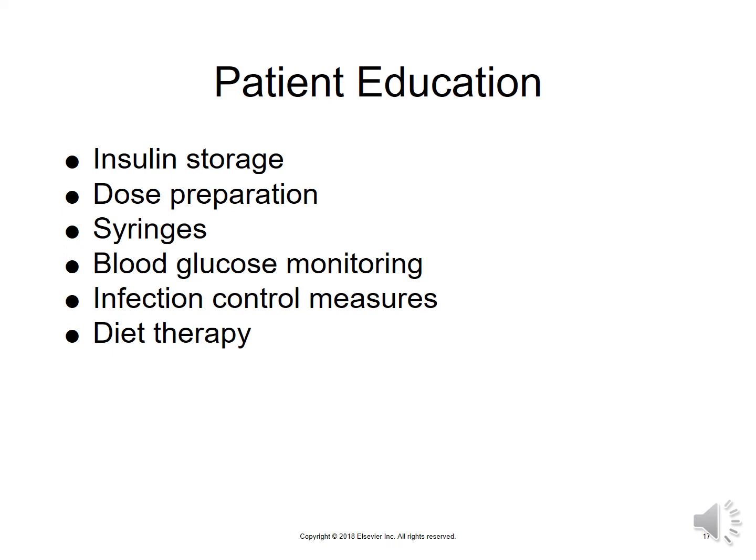Okay, so patient education: you need to educate them on insulin storage. Most of the time the insulin's going to go in the fridge. Make sure you read up on that. Dose preparation, syringes: only use the orange diabetic insulin syringes. Okay, how to monitor and when to monitor their blood glucose levels, and any kind of infection control measures, and diet therapy.